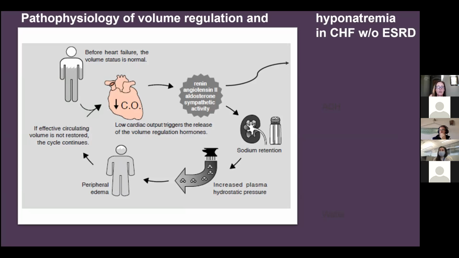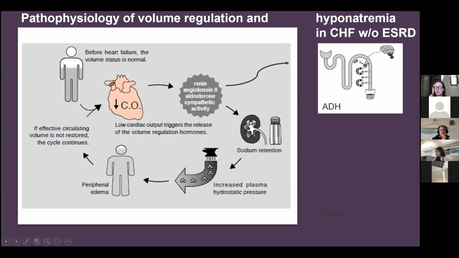So now we're going to talk about the pathophysiology of volume regulation and hyponatremia. So your first defense to maintain volume status in low effective circulating volume states is the renin angiotensin II aldosterone system. However, if your body becomes really desperate, you will also release ADH. And I like to think of ADH as sort of this key that unlocks the tubules here and allows for the resorption of water. And that leads to a concentrated urine. And that resorption of water helps to maintain volume status.